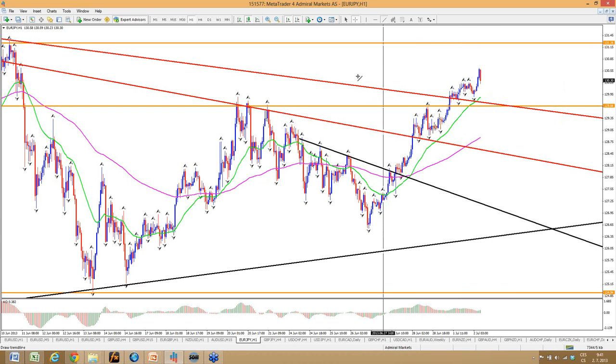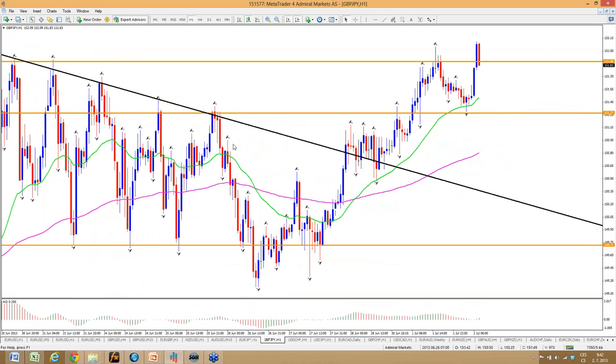You could, well, I mean, you could put a trend line like this, but that just didn't give you any information except it broke and continued up, right? So it's too steep to draw a trend line, and we're in an uptrend. I'm not looking to trade it to the downside. So pound yen is the same.